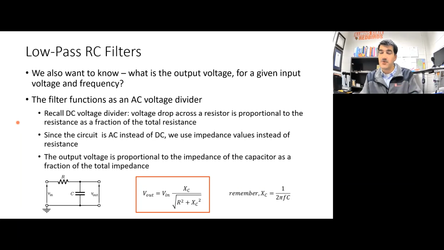And we can figure that out because the way these operate is actually very much like a voltage divider. And hopefully you might remember that from the first third of the semester. If not, maybe go back in the lab manual. It's really quite easy. The voltage divider for a DC circuit, like we talked about in the first third of the semester, says that the voltage drop across a resistor is proportional to that resistor's resistance as a fraction of the total resistance in the circuit. All right, so quick example to jog your memory.